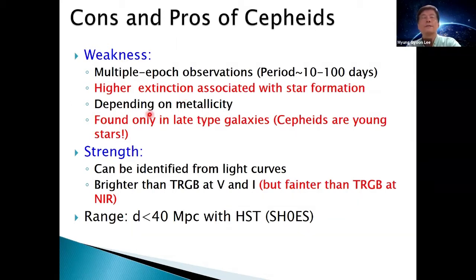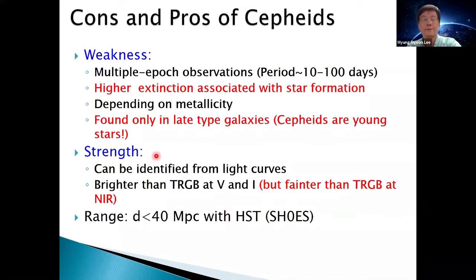And also, the luminosity of Cepheids has been known to depend on metallicity, and the relationship between luminosity and metallicity has been controversial. It's not clearly known. And also, Cepheids are found only in late-type galaxies, young galaxies again, so spiral galaxies or irregular galaxies. You cannot find any classical Cepheids in elliptical galaxies.